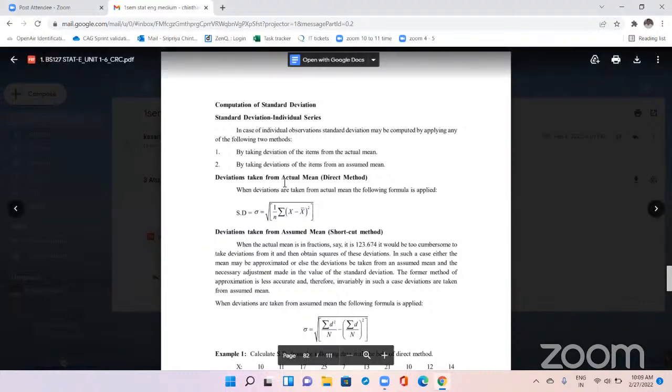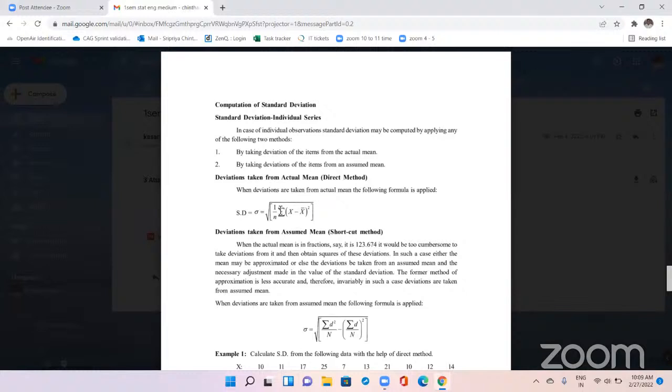Deviations taken from actual mean, the direct method: sigma is equal to square root of 1 by small n sigma x minus x bar whole square. This is the correct formula. Earlier we had 1 by capital N, but here 1 by small n is written. Here x bar is the mean of the series.